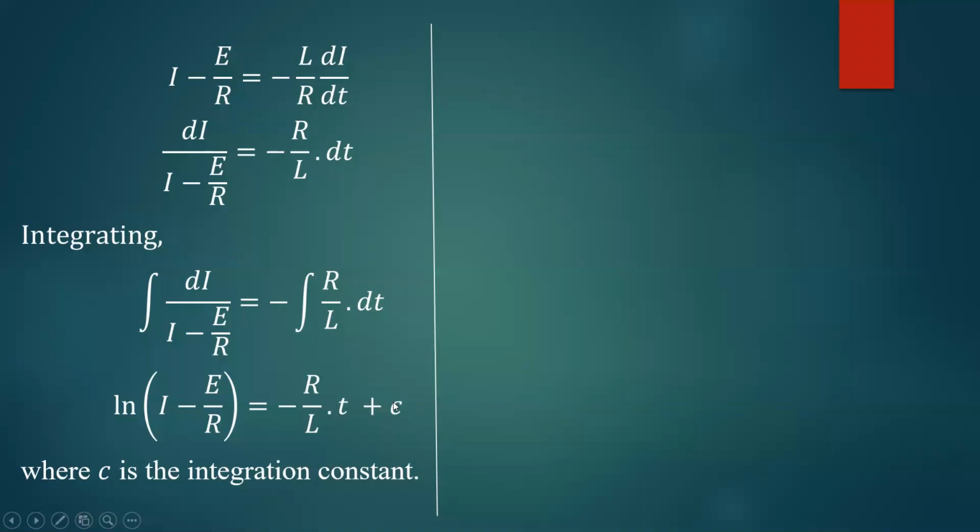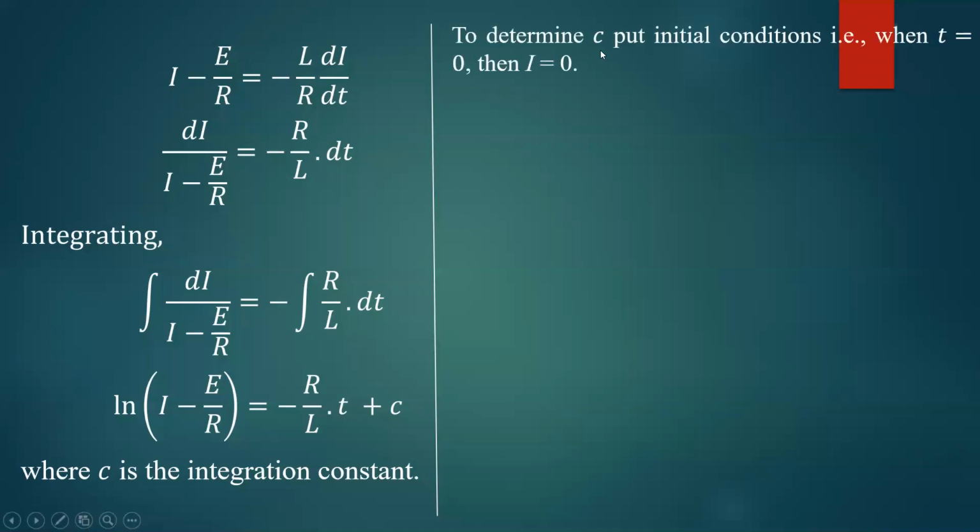So to find the integration constant c, you put the initial conditions: when t equal to 0, that is just before closing the switch, what was the current I? I was 0. Before you switch on the battery, the current is 0. So to determine the value of c, put the initial conditions: when t is 0, I is 0. Put t equal to 0 here, I equal to 0 here. You will get c is equal to ln of minus E by R, because I is 0, t is 0.